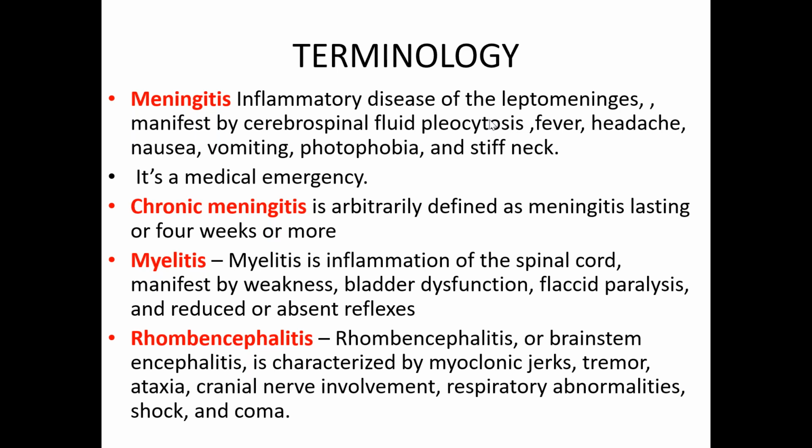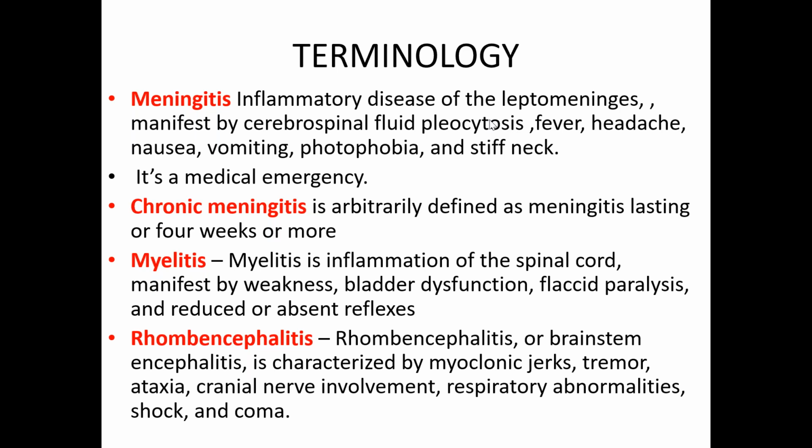The various other types you should know are acute meningitis and chronic meningitis. Chronic meningitis is arbitrarily defined as one which lasts for 4 weeks or more. Then we have myelitis and rhombencephalitis. Rhombencephalitis is what we call brainstem encephalitis. This is a very serious condition. Variants like Bickerstaff encephalitis exist.